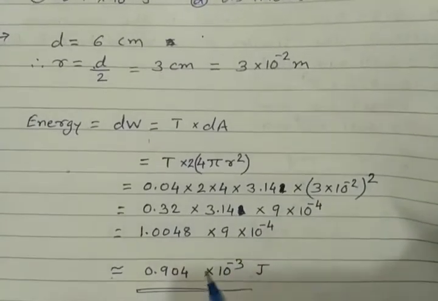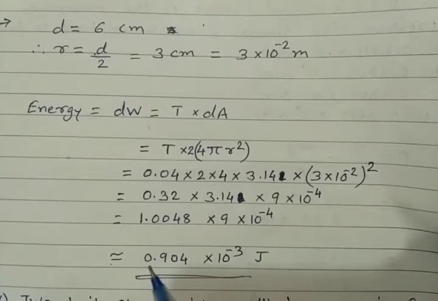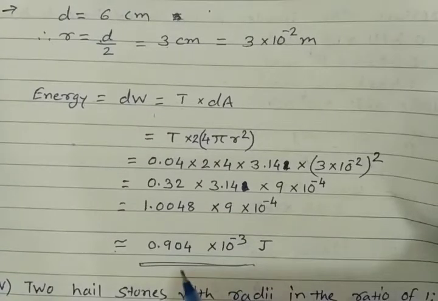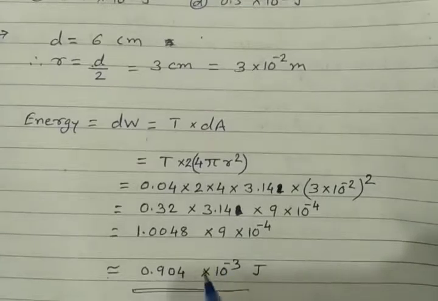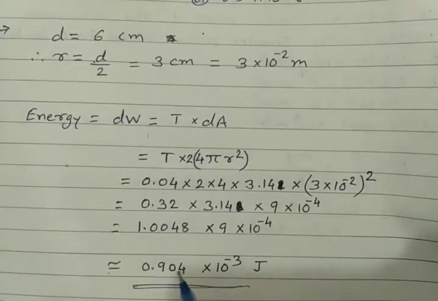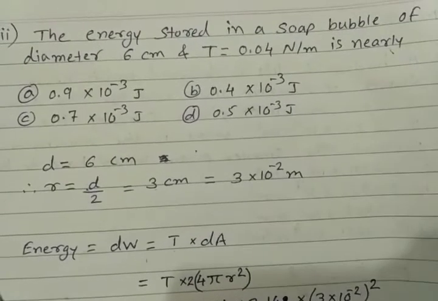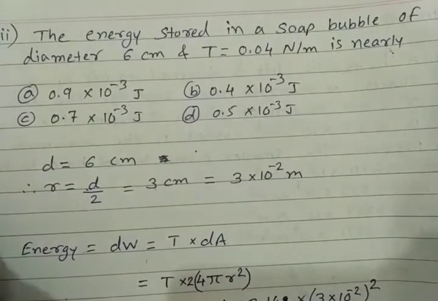After simplifying this, we get an answer which is nearly 0.904 into 10 raised to minus 3 joule. And therefore, which option is correct? The answer is 0.904 into 10 raised to minus 3. So from given data, it is again A option. This is the correct one.